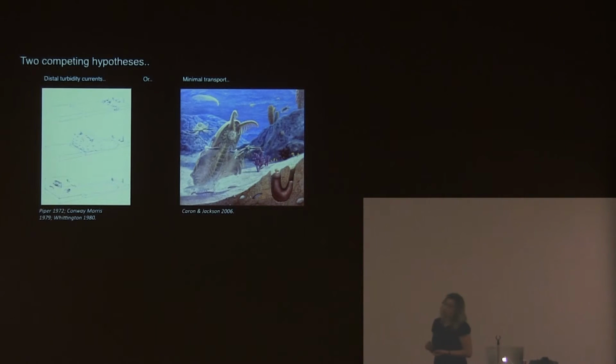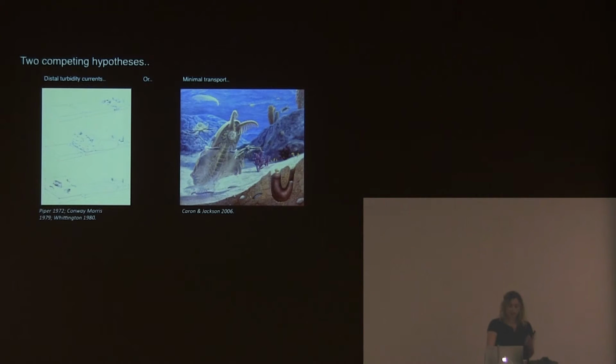So on one side of that debate we have people who think they're distal turbidity currents, where the animals get caught up in a cloud of sediment and they're transported down into the anoxic sediment that they're preserved in. And then you have other people who think that it was minimal transport due to the degree of articulation. They think that transport had to be minimal, or they were living within the environment that they're found in.